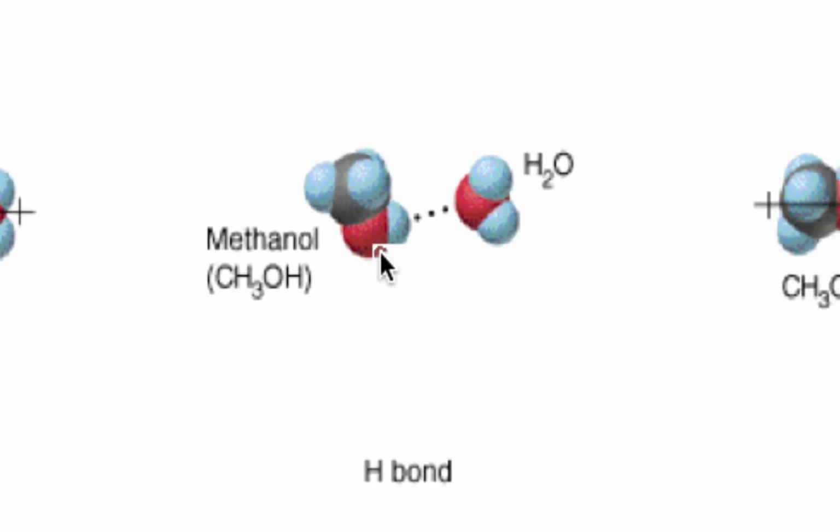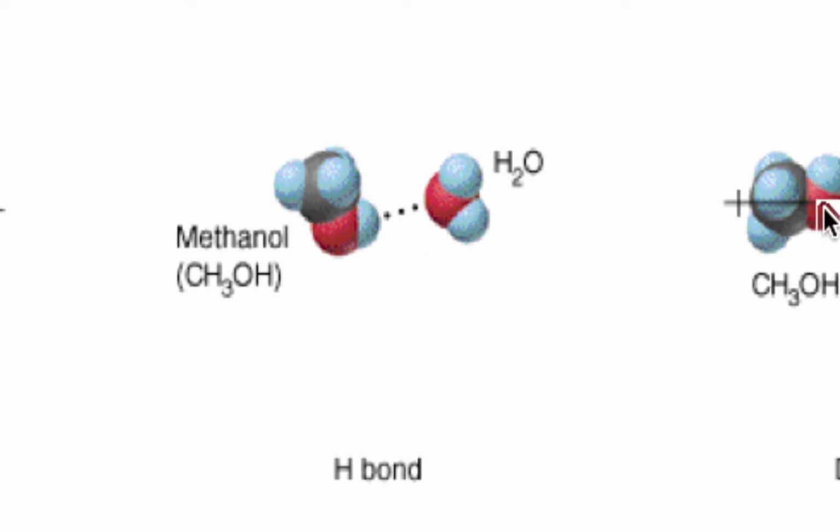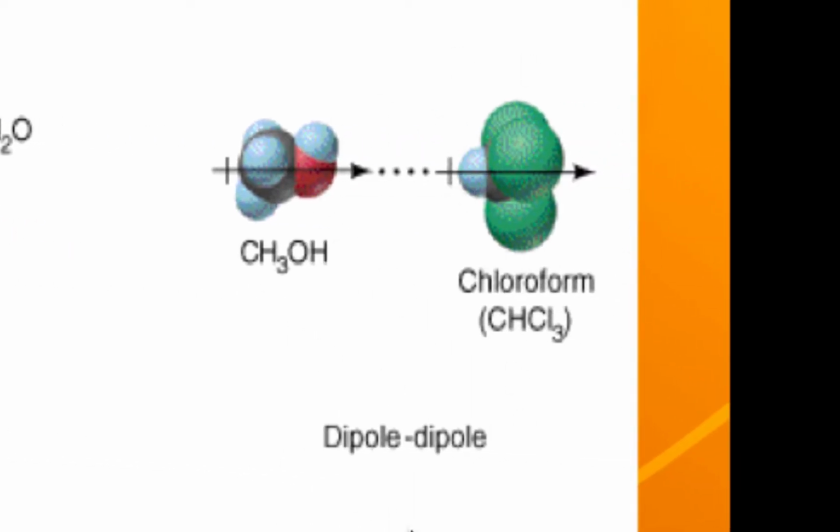This is a methanol molecule, which is slightly polar, and a water molecule, and there's a slight attraction between those. That's a hydrogen bond, the bond between the hydrogen of one molecule and the oxygen of another molecule. So you get that brief attraction between them. Remember, we're not talking about inside of the molecule, we're talking about between two molecules. This is a dipole by dipole. This is not a hydrogen bond. This is one polar molecule attracted to another polar molecule, just in a general sense.